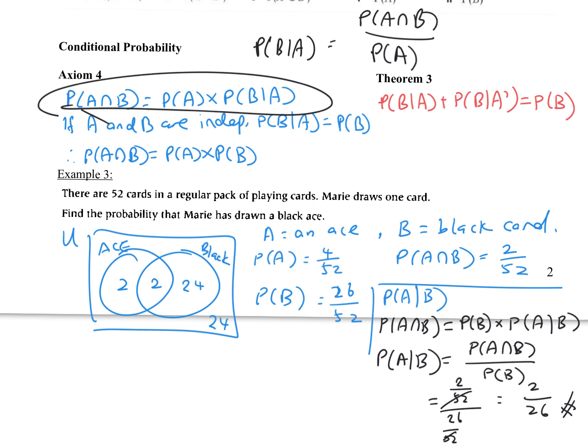What does this mean when we go back to the Venn diagram? The probability that you have drawn a black card, you can see the total is out of 26, right? And then the probability of getting an ace is actually 2 here. So it's 2 out of 26.